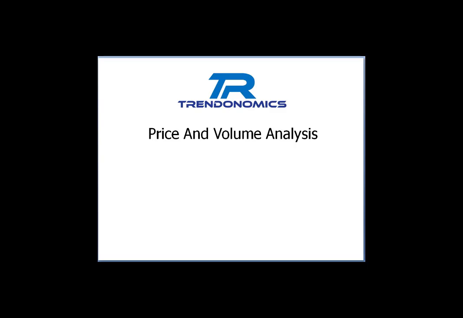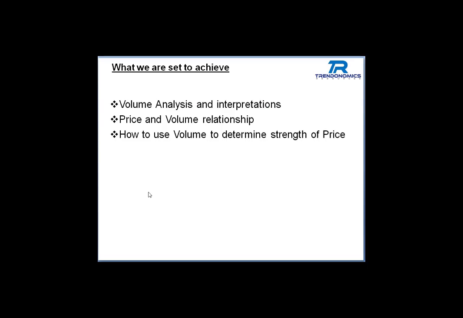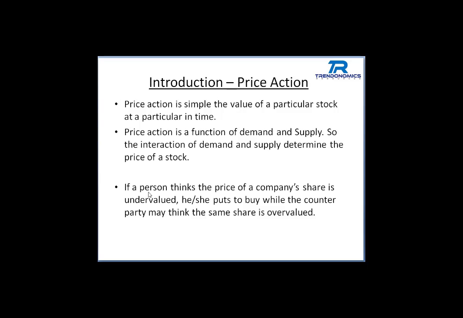So first, there are two key elements here. We have price and we have volume. We all know price is the value of a stock. Price is actually the value of a particular stock at a particular point in time. And here we are talking about price action or price movement. Price movement shows how price is moving in a particular stock, probably from one day to another. And it's a function of the law of demand and supply.